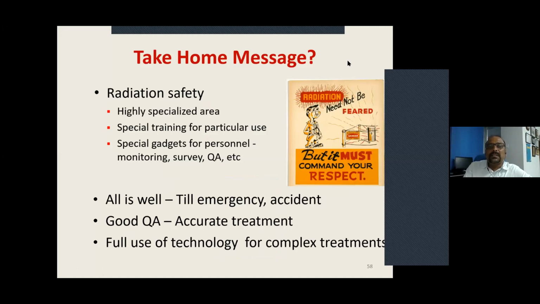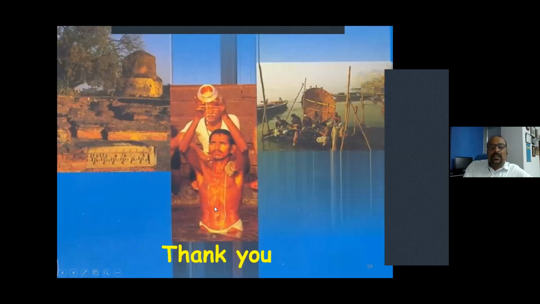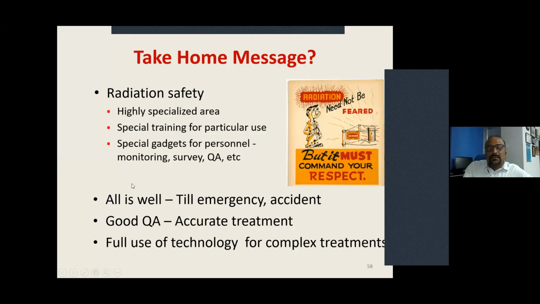So finally, what is the take-home message? Radiation safety is a specialized area. You need special training, you need special gadgets, and all is well till an emergency. So we have to be careful. We cannot wait for the emergency to happen. We have to take all the precautions. If we have good quality assurance, we will be able to deliver accurate treatment.